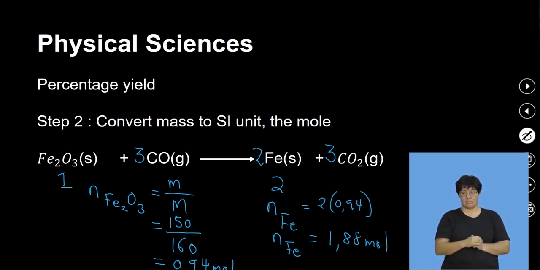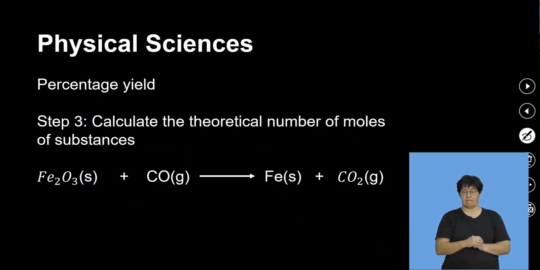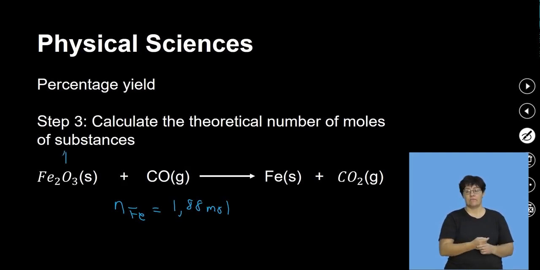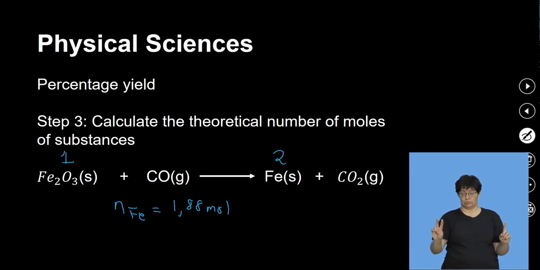So what's our next step after that? Step number 3: we can calculate the number of moles of the substance. We've managed to do that. We said the number of moles of the product is equal to 1.88 moles. Where did this come from? It came from the stoichiometric ratio: a mole of the oxide produces 2 moles of the iron. So that is straightforward.